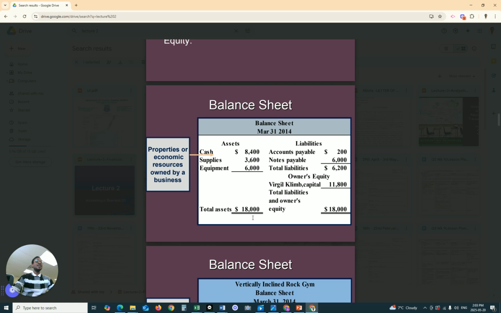So the total assets here is 18,000. The total liabilities is 6,200. That means the total capital or equity is 11,800. If you add liabilities to capital, it will give us 18,000, which is the same amount as total assets, which means total assets is equal to liabilities plus capital, or liabilities plus equity.